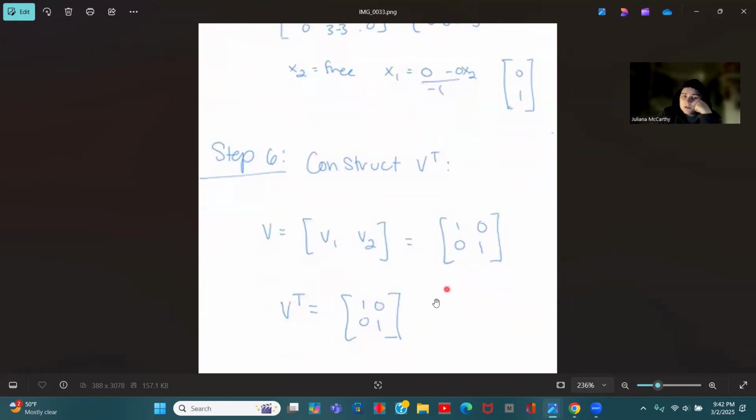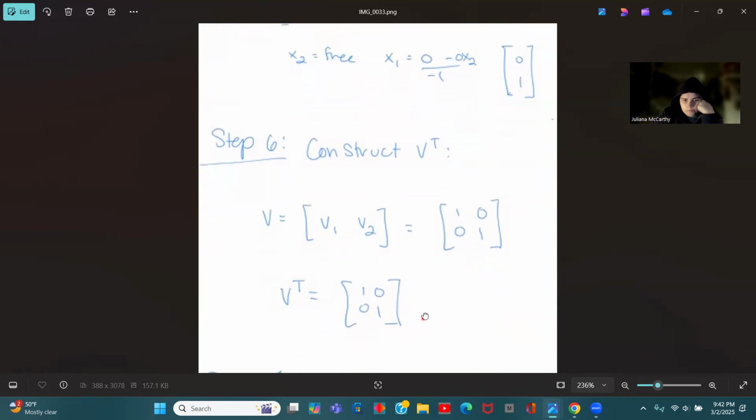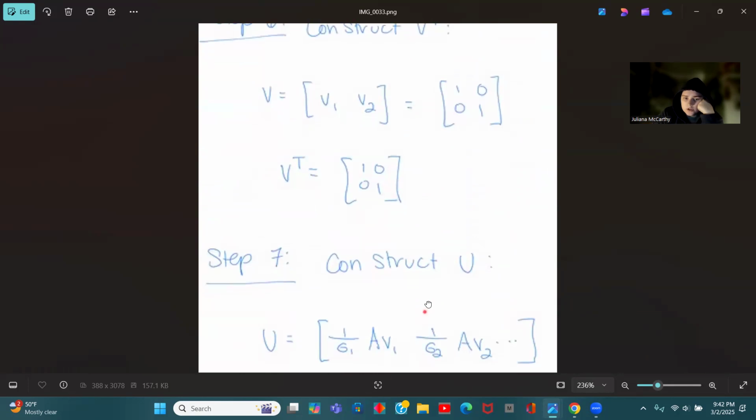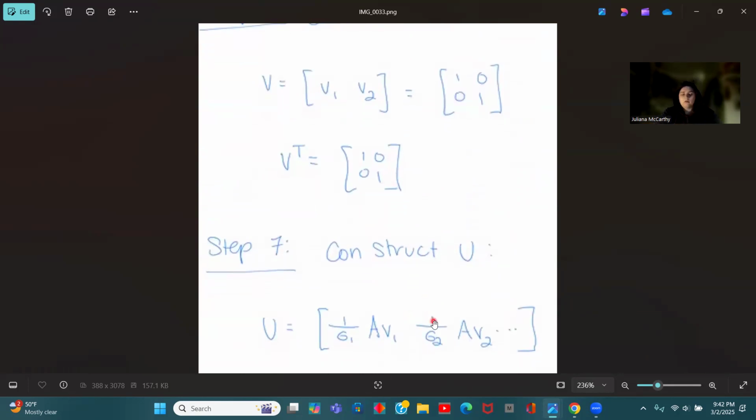Then finding v transpose, it's the transpose of that. That first row becomes our first column, second row becomes our second column. It just happens to be the same as the original v. Now we can start to construct u. We're finding the singular value decomposition, A equals u sigma v transpose. We found sigma, we found v transpose, so now it's time to find u.